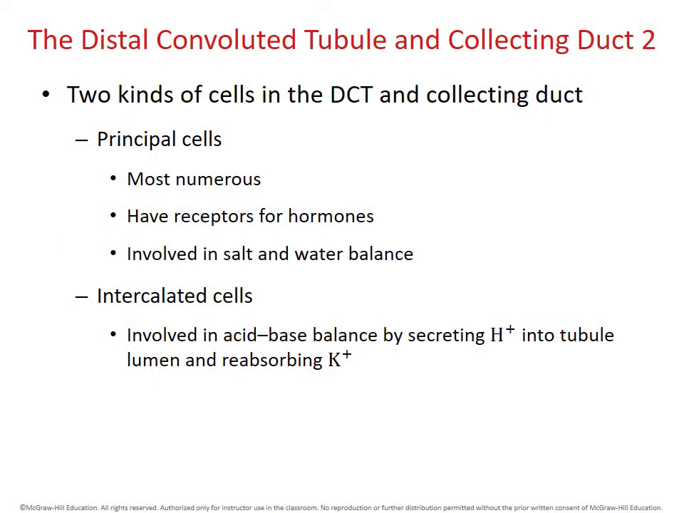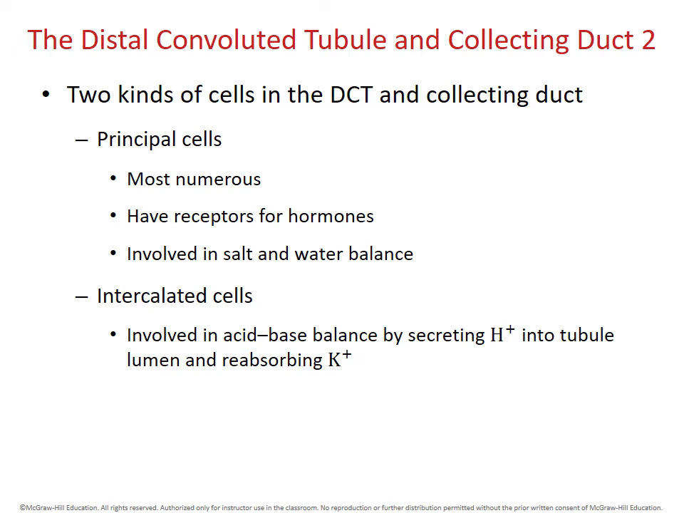Now there are two kinds of cells that we find in the distal convoluted tubule and the collecting ducts. The most common type are called the principal cells of the tubule. The principal cells are the ones that are lining the tubule and involved in salt and water balance, and these are the ones that have the receptors for the hormones that are going to affect the rates at which reabsorption takes place. Then we have a relatively few cells called intercalated cells.